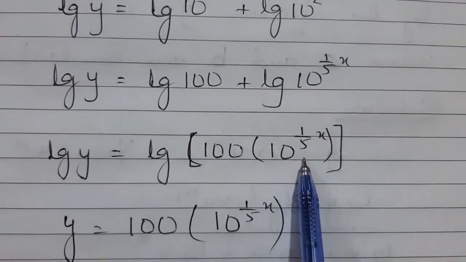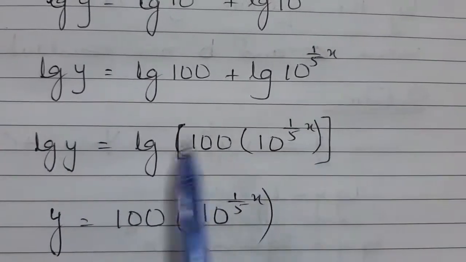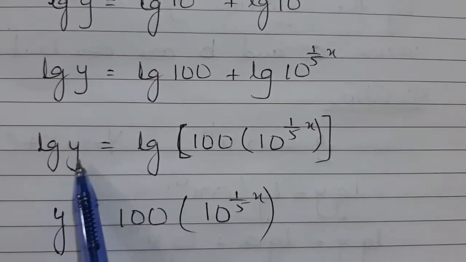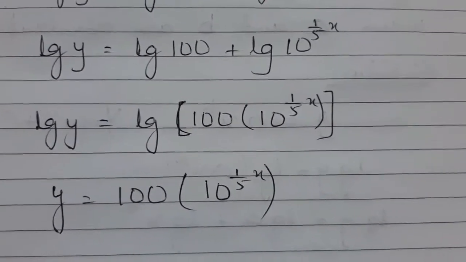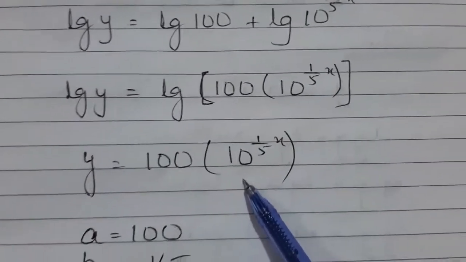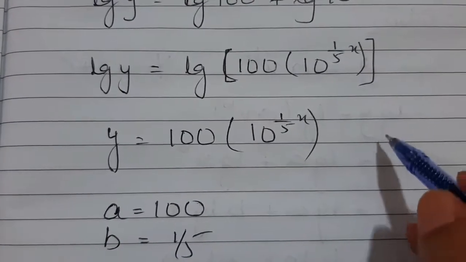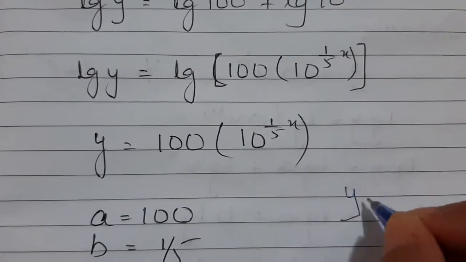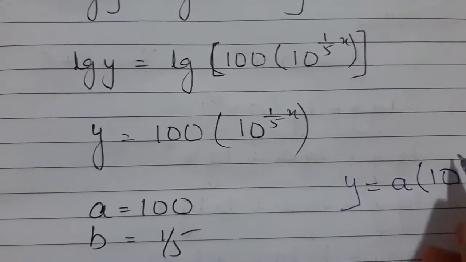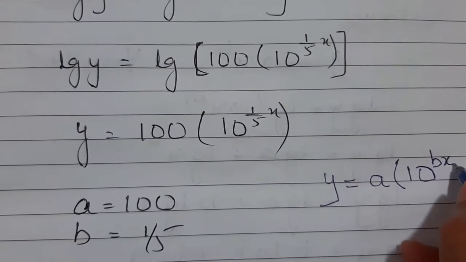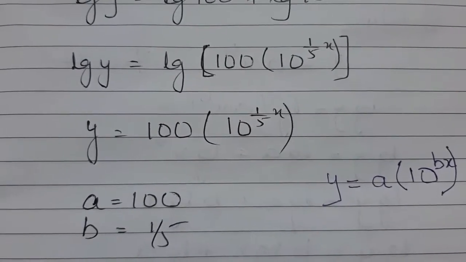Because now I have one term on each side, I can remove LG and it will be y equals 100 times 10 power x/5. So you can see it is the same form in which you have to prove. Your A is 100 and your B is 1/5, because the question was saying show it in this form.